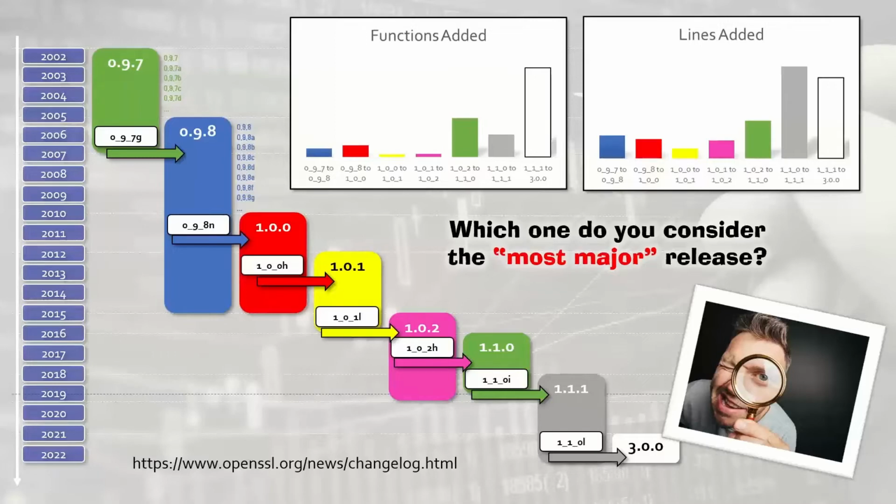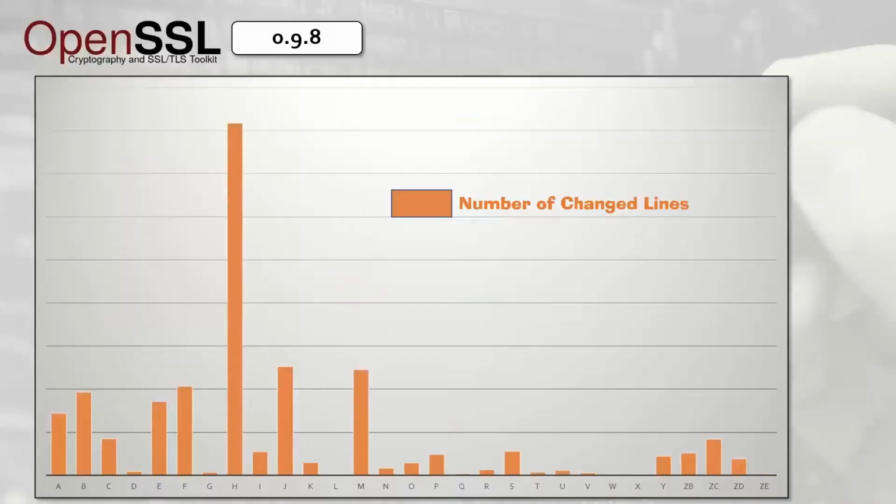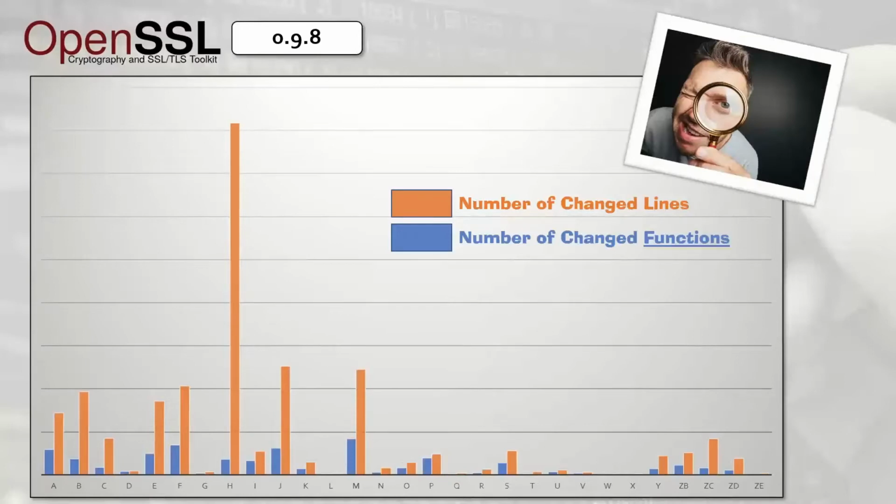Again, let me show you another example. OpenSSL version 9.8. If we only focus on version 9.8, we go from A to ZE. That was the longest existing version of OpenSSL. And guess what? You look at H. Wow, H, something big must have happened. That's a major redesign. Well, no, not at all. If you compare it to the number of changed functions, which is in blue, you can see it was just like anything else. It was fairly basic.